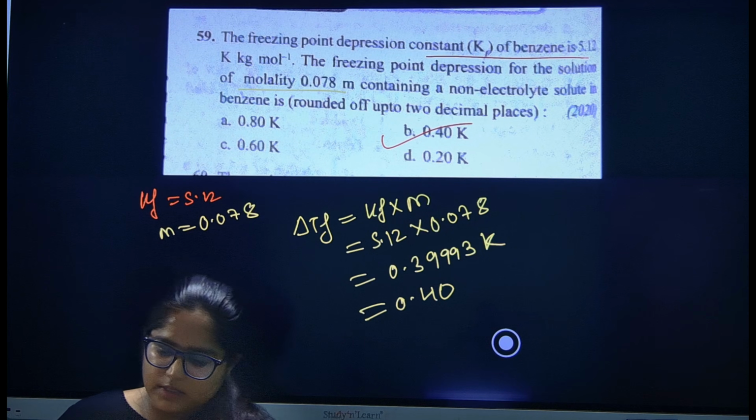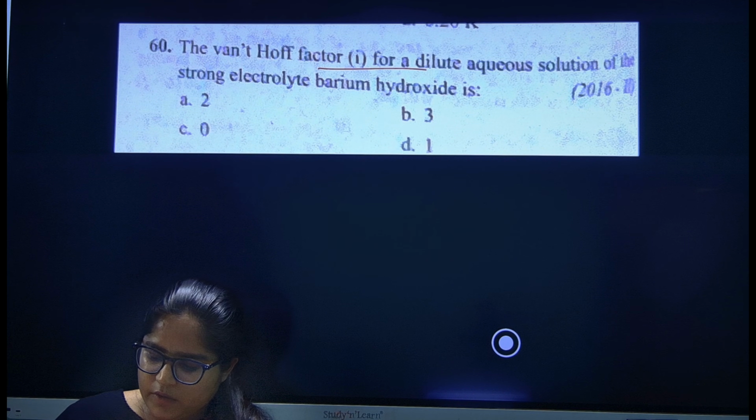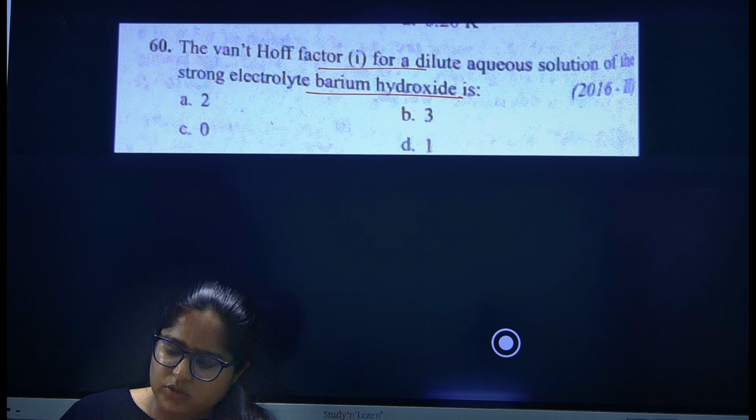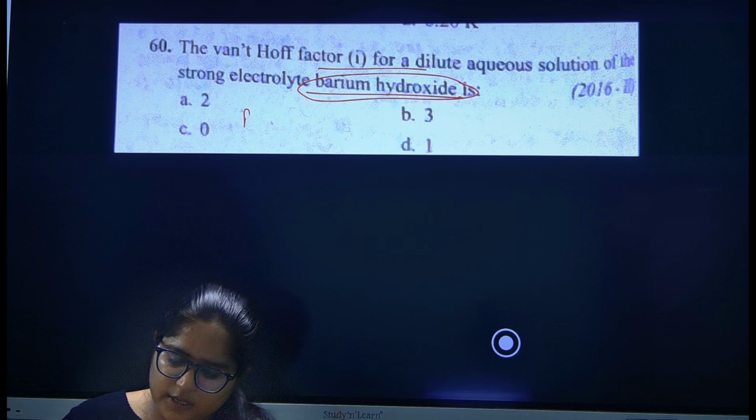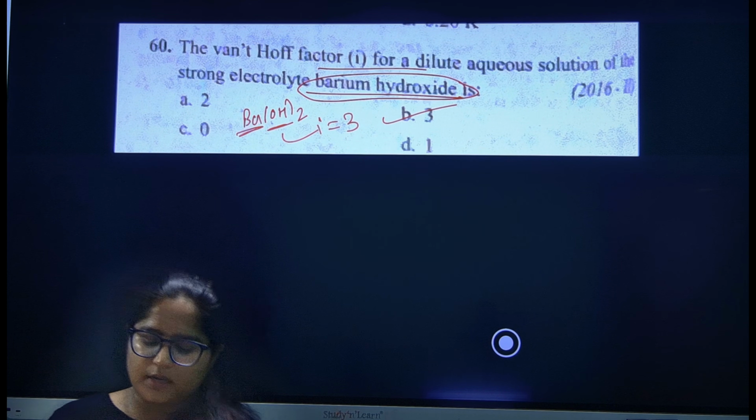Now let us see question number 60. Van't Hoff factor i for a dilute aqueous solution of the strong electrolyte barium hydroxide. Strong electrolyte means 100% dissociation. Barium hydroxide is Ba(OH)2. So i equals the number of ions. How many ions? 1 barium, 2 OH. So i equal to 3. Very simple question. Option number B is the right answer.